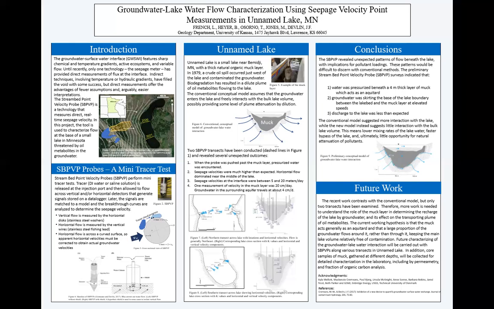Further work will involve more SBPVP transects and taking core samples from the muck layer for permeametry and fraction of organic carbon analysis in order to better understand its role in the flow at the groundwater-surface water interface.